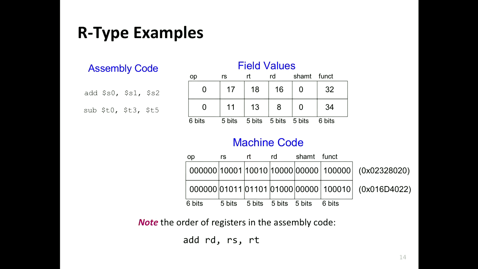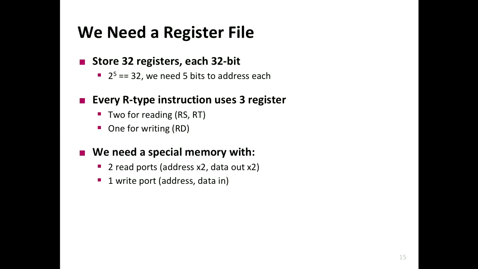Are we done? More or less. Pretty much we didn't cover the 32 registers, but of course it's implicit, so we need 32 registers. Every R-type instruction has 2 for reading, 1 for writing. We need a special memory. You need 2 read ports. So we saw that we need 2 outputs, and we have 1 write port, and that's the input part.